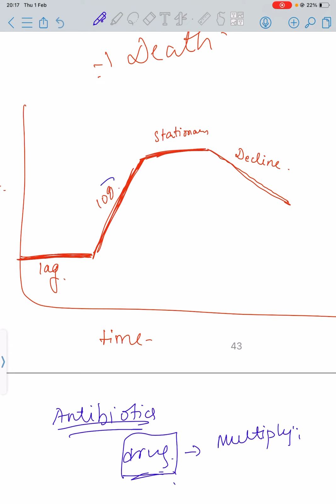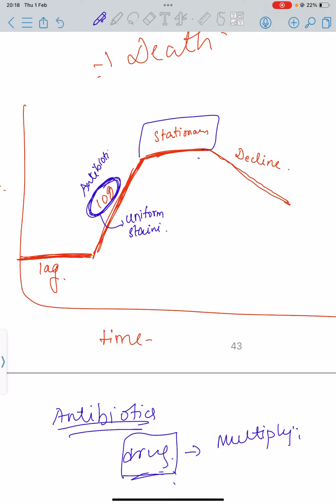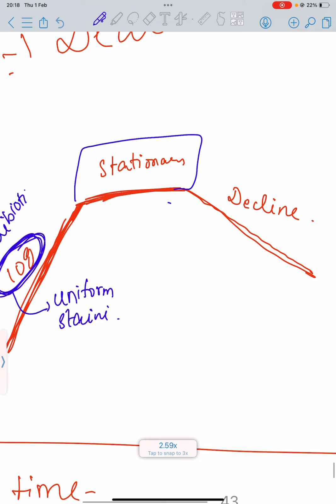Antibiotics best work in the log phase. This is the phase for antibiotics. Also, if you want to see any biochemical test or staining, in this log phase, you get uniform staining also. Okay, then in stationary phase, this is the phase where the bacteria start to die.